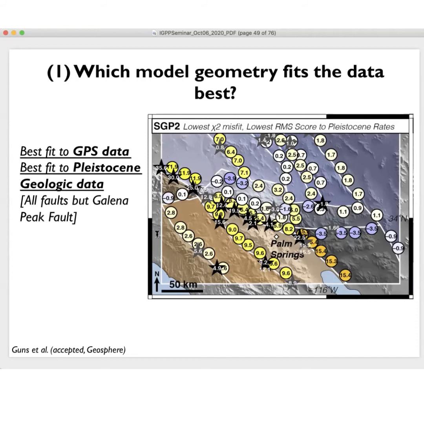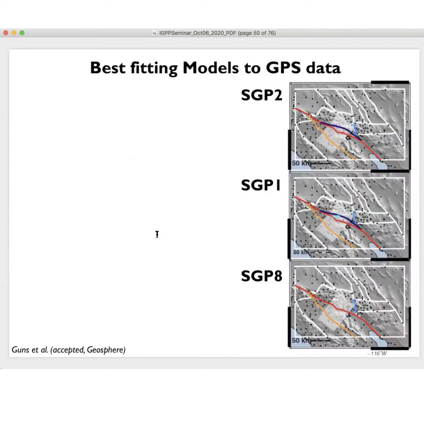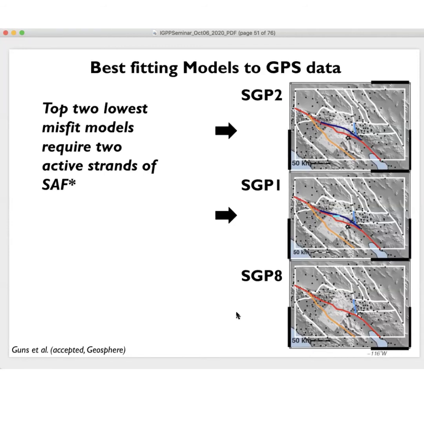But what I want to do is break down what the best fitting models for GPS data are. These are the top 3 best fitting models for the GPS data. And what we see when we look at the top 2 is that each of these models prefers to have 2 active strands of the San Andreas fault running through San Gorgonio Pass. That's this purple fault here and the red fault of the San Andreas.